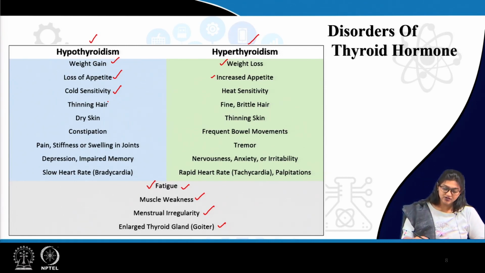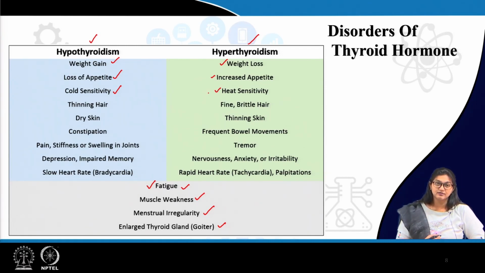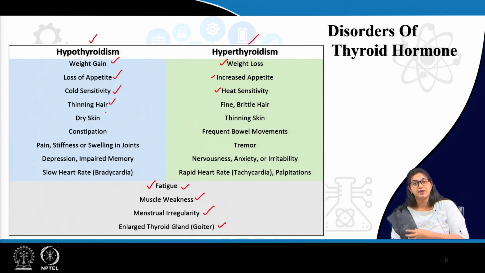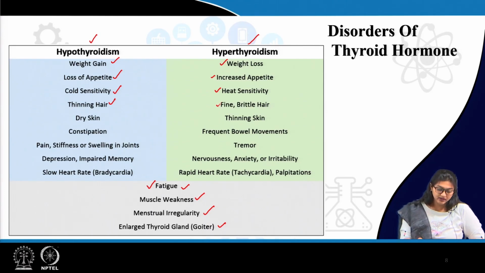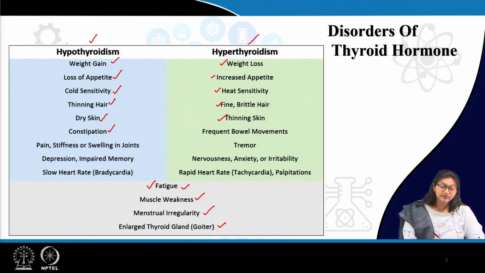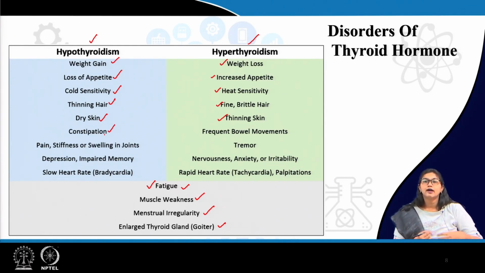In the patients of hyperthyroidism, there is heat sensitivity. Hairs are thin in hypothyroidism, whereas in hyperthyroidism there is brittle hair. Skin is dry in hypothyroidism, whereas here there is thinning of skin. Bowel movements are just opposite: there is constipation, low bowel movement, whereas in hyperthyroidism there is frequent bowel movement.